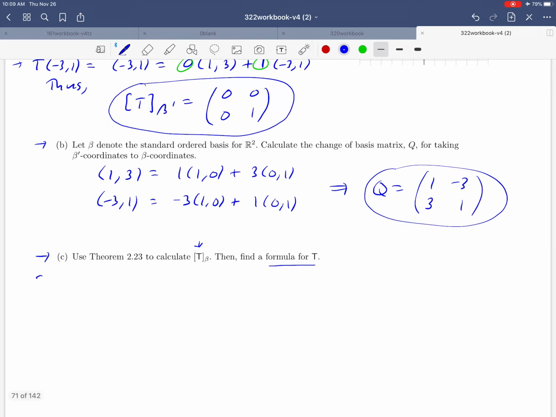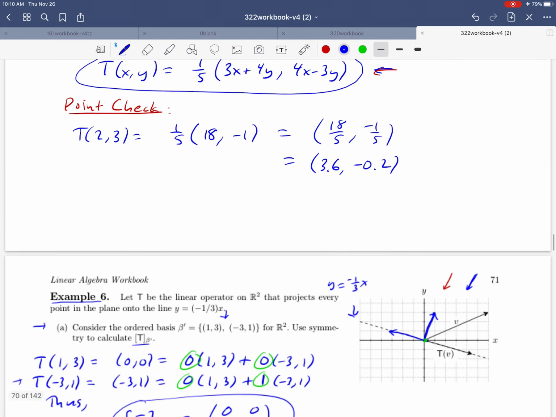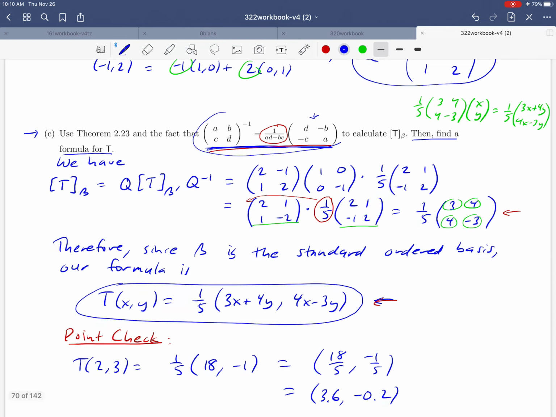All right, so let's see, the matrix of T relative to beta by Theorem 2.23 is equal to that. Okay, and we've done the calculations that we need above, so Q is 1, negative 3, 3, 1. T beta prime, you can see from part A, looks like 0, 0, 0, 1. And then Q inverse, we're going to use that formula for Q inverse. I'm going to just scroll back to it for a minute. Okay, this same formula here that we used in example 5.